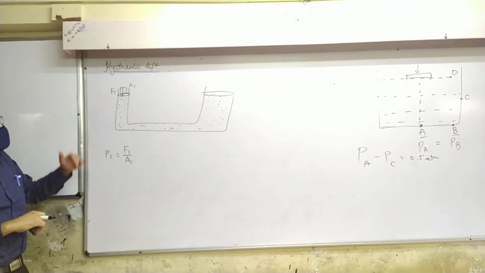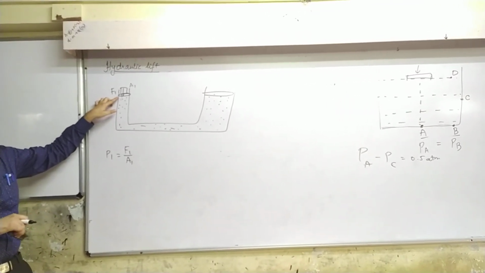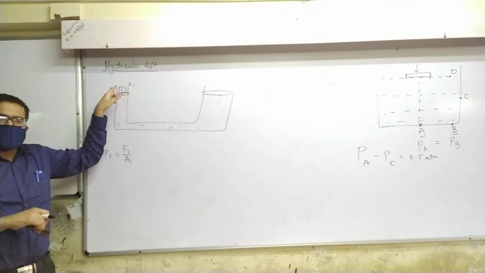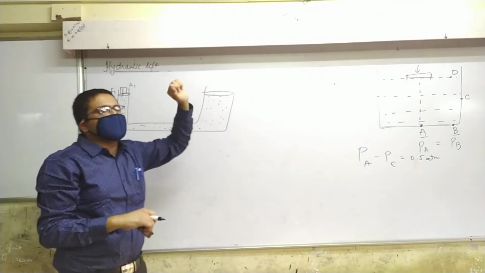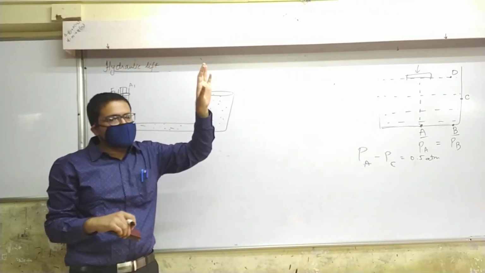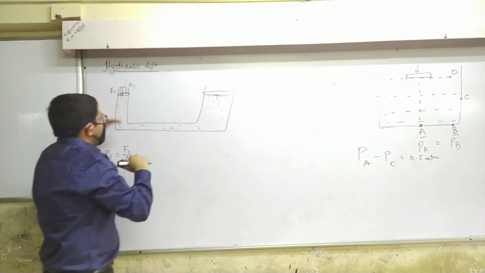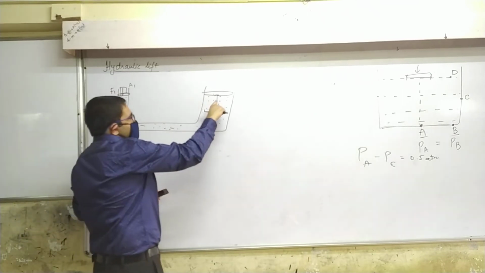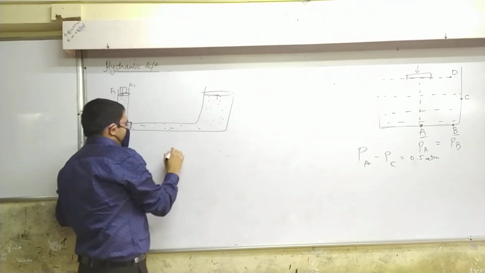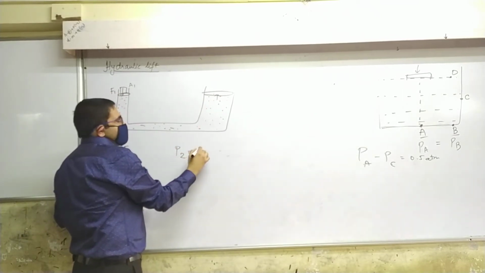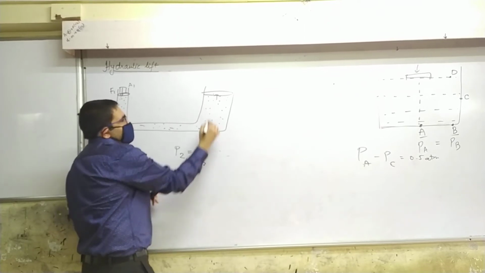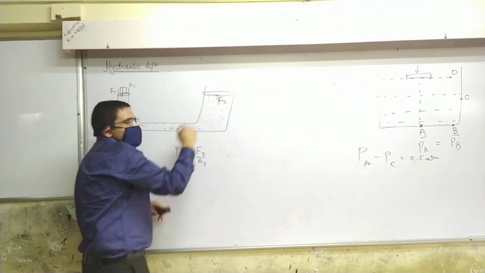Now Pascal's law says that whatever pressure we apply at one point is transmitted everywhere. So by putting that object, the pressure here will now become P2, which is going to be F2 by A2. That is, suppose this fluid applies a force F2.